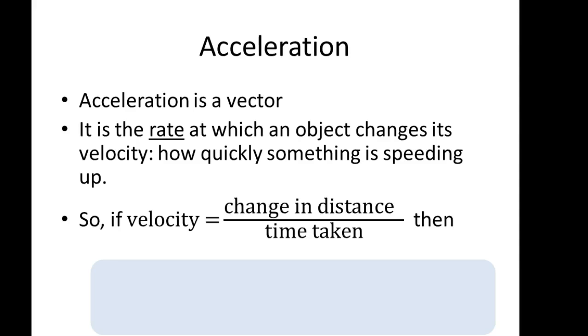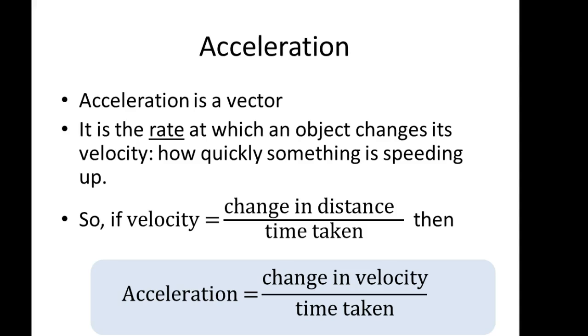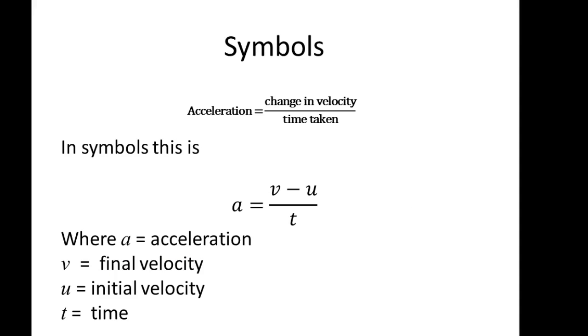What's the equation then? Well, if velocity is the change in distance divided by the time, and acceleration is how quickly the velocity is changing, then we can write the acceleration equation as the change in velocity divided by the total time taken. Remember, you can always work in word equations at GCSE level. However, for the more challenging questions, you may find it useful to use the symbols.